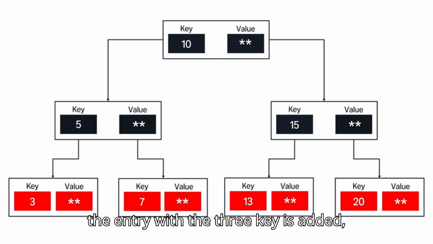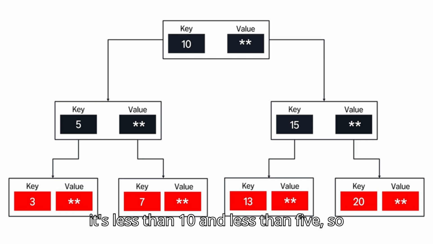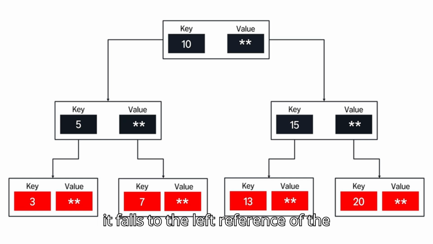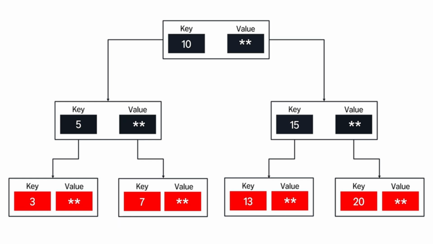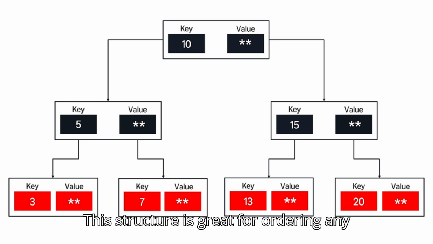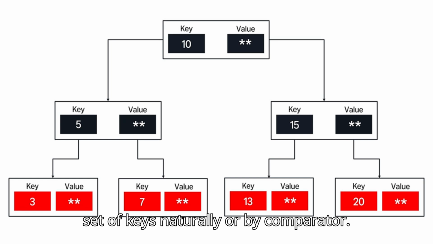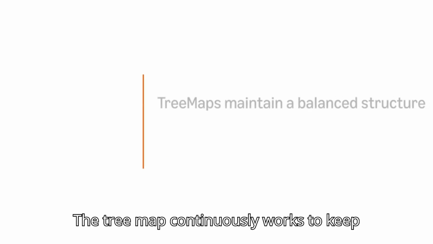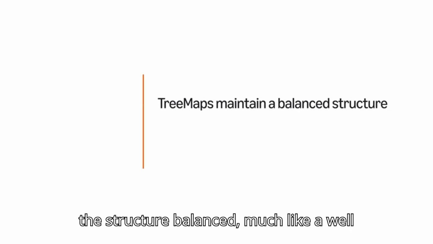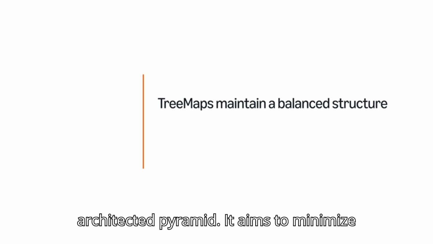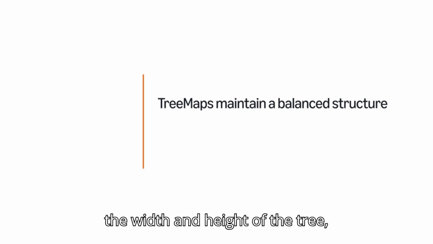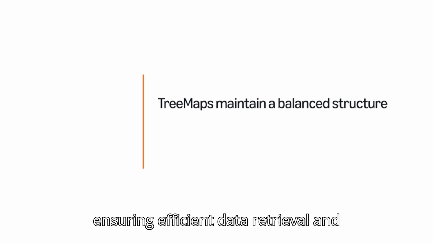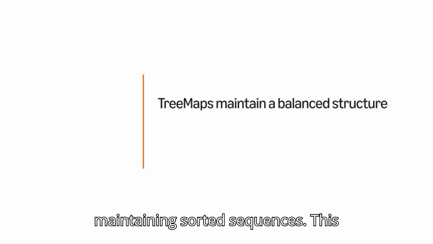When the entry with the 3 key is added, it's less than 10 and less than 5, so it falls to the left reference of the entry with the 5 key, and so on. This structure is great for ordering any set of keys naturally or by comparator. The tree map continuously works to keep the structure balanced, much like a well-architected pyramid. It aims to minimize the width and height of the tree, ensuring efficient data retrieval and maintaining sorted sequences.